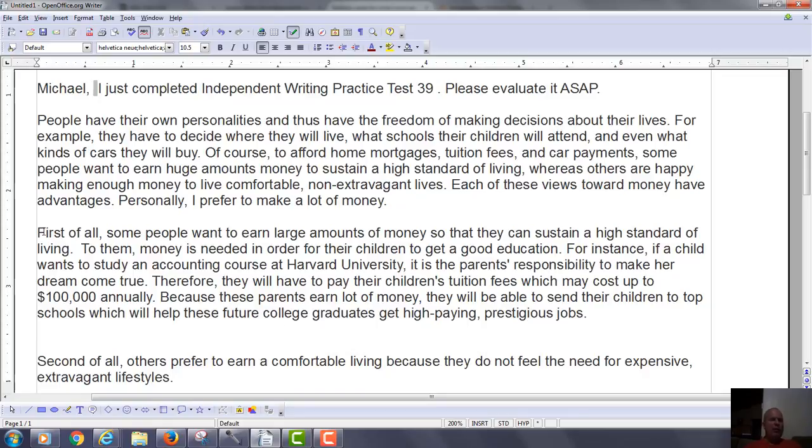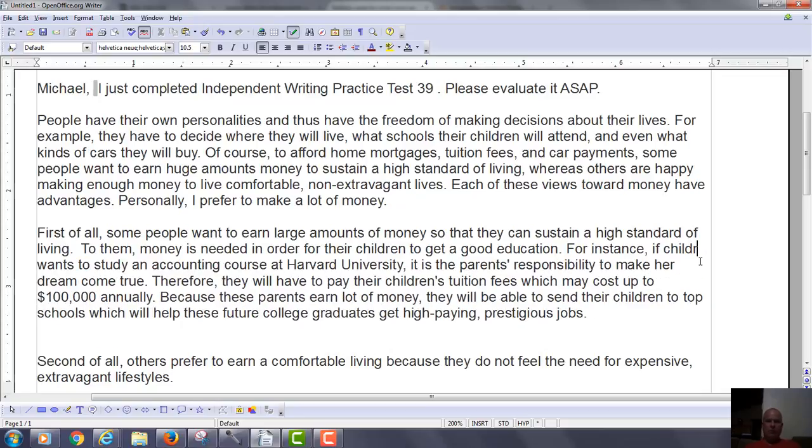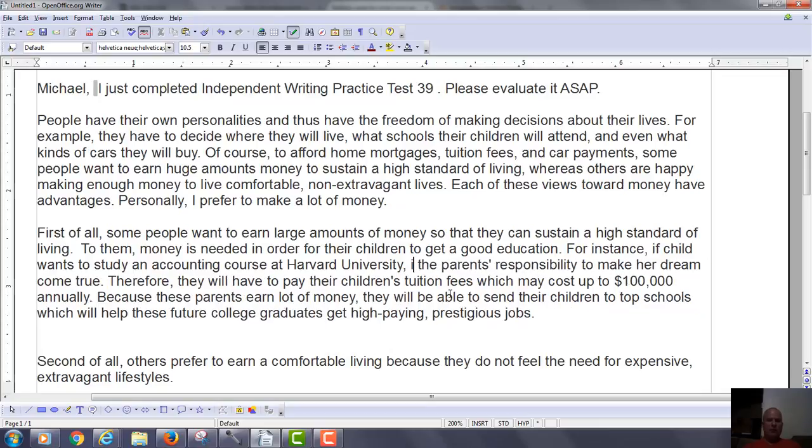So first of all, some people want to earn large amounts of money so that they can sustain a high standard of living. To them, money is needed in order for their children to get a good education. For instance, if a child wants to study an accounting course at Harvard University, it is the parent's responsibility to make her dream come true. So if a child wants to study an accounting course at Harvard University, it is the parent's, that's a little bit wordy.